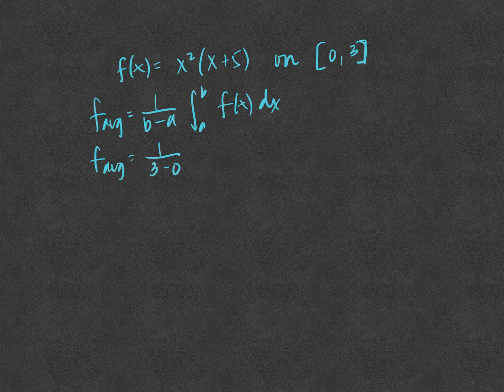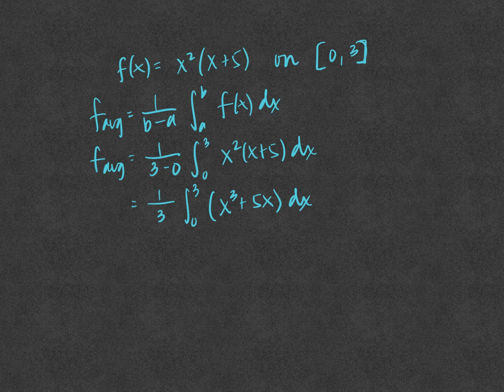Pause the video and work through this because it's very similar to the last one, and then come back and follow along. You should always work through a math video with pencil and paper and pause and rewind if you get lost. So the integral from a, which is 0, to b, which is 3, and then f of x is x squared times x plus 5 dx. So 3 minus 0 is 3. Now here's the deal. You can't integrate x squared times x plus 5. There is no product rule or quotient rule for integrals. So you need to distribute, call this x to the third plus 5x with respect to x.